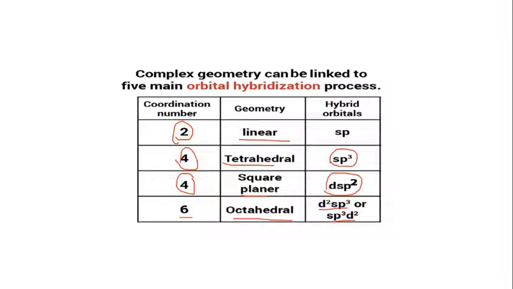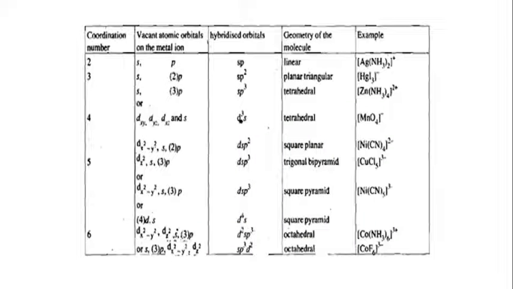So for coordination number 4, you have two different geometries. One is tetrahedral, the other is square planar. Tetrahedral is sp3 hybridization, square planar is dsp2 hybridization. For octahedral, you have two kinds of hybridizations. One is d2sp3 and the other one is sp3d2.